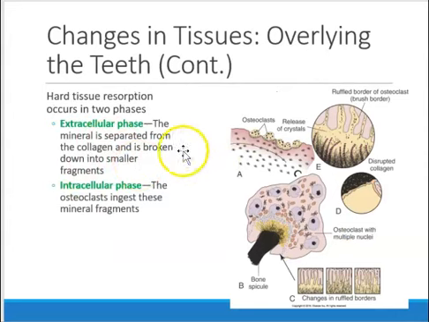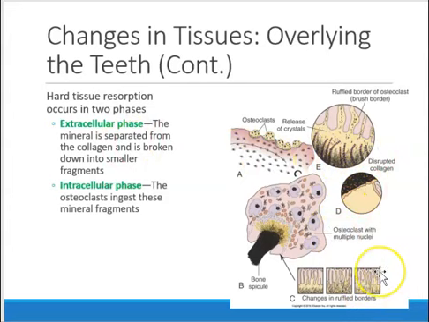Now, when it's eating away the bone, when we're getting this resorption happening, hard tissue, which is bone, right? Bone is hard. When we're getting hard tissue resorption or bone resorption, the eating away of bone, there are two phases that happen. There's the extracellular phase and the intracellular phase. The extracellular phase means outside the cell, outside the osteoclast.